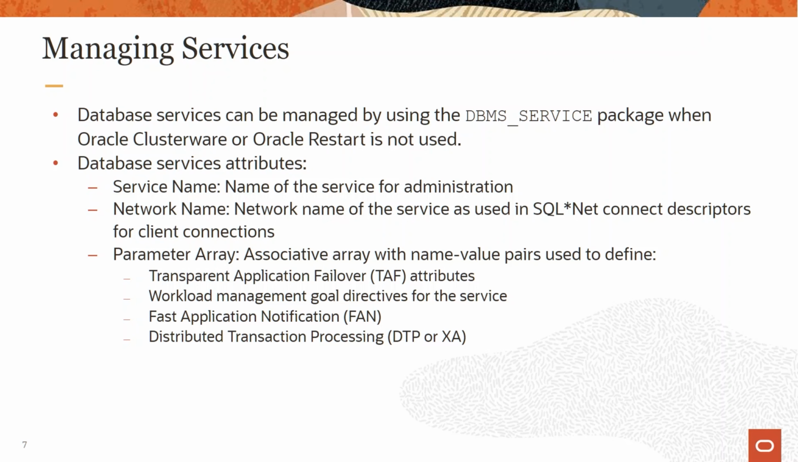So when you create a service, you provide a name and network name, and also you add a set of attributes to enable TAF and also to manage load. So we can actually set a load balancer goal. And we can also enable FAN. We can also enable distributed transaction processing. So when you create a service, you can add several attributes to enable many of the features. Especially in the clustered environment, you can activate more features with the several attributes.